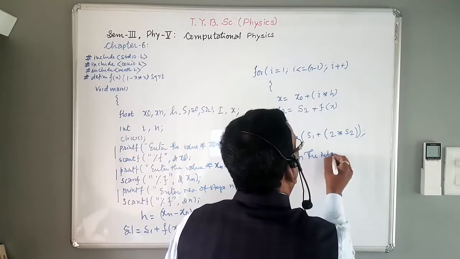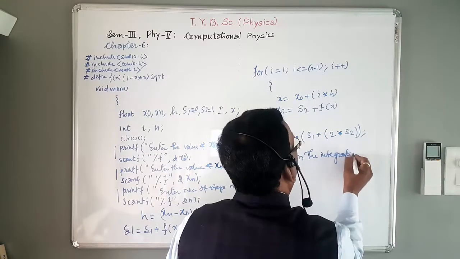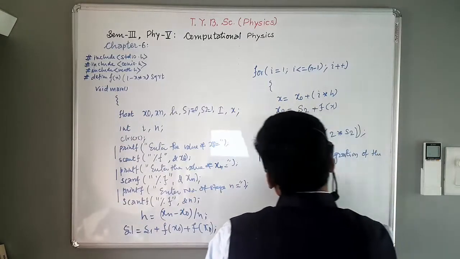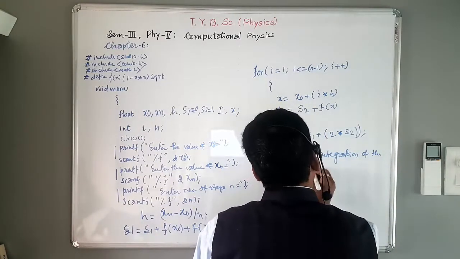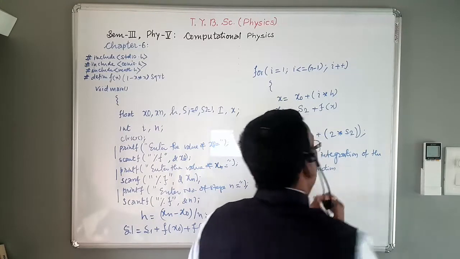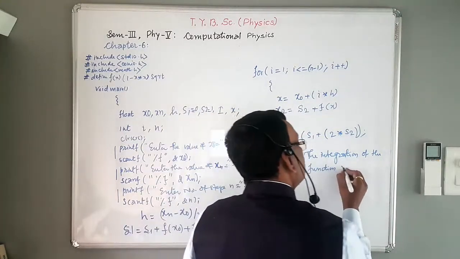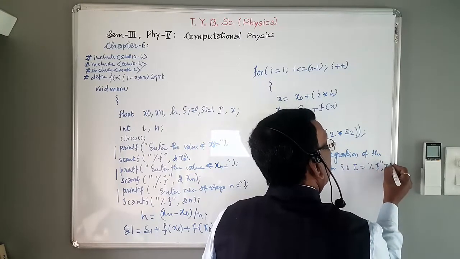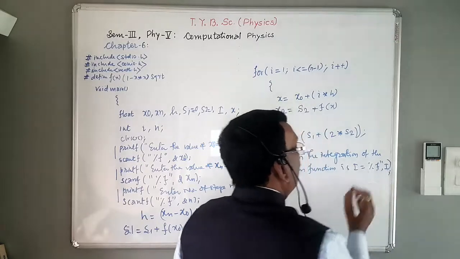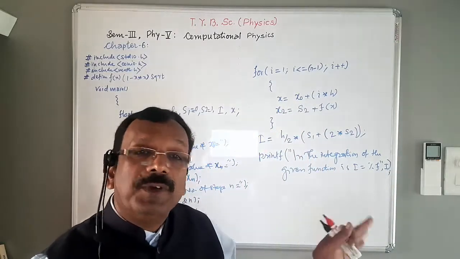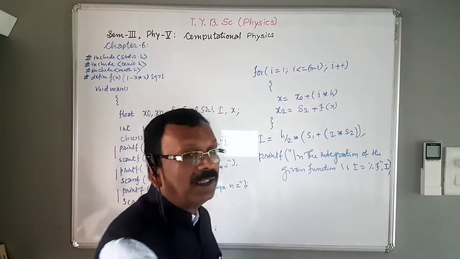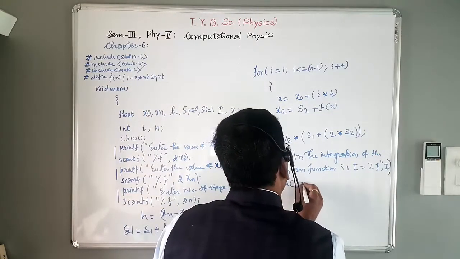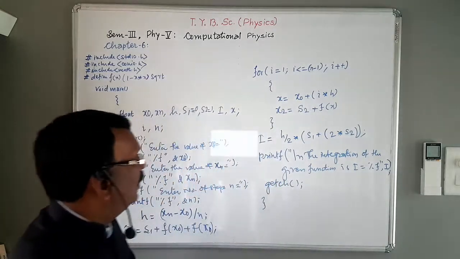The integration of the given function I is equal to %f, and the value of I is stored in the variable I, which we are going to print or display with the help of this function. And the last function, the result should be held on the screen by using this function, and the body of the main function is completed.